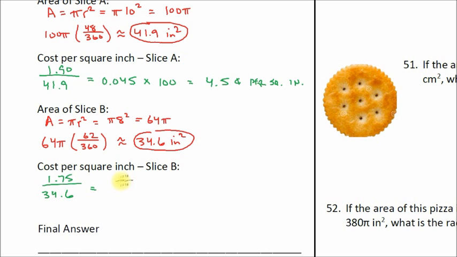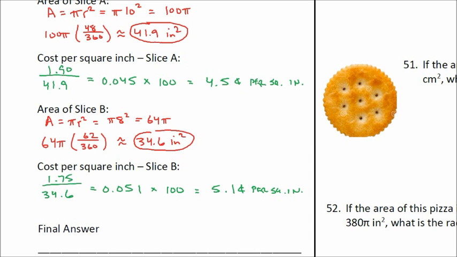Put that in your calculator and you will get 0.051. We're going to multiply that times 100 again to convert it from dollars to pennies. And you're going to get about 5.1 cents. Here's our symbol for cents, and that's per square inch. So now you can compare these two.